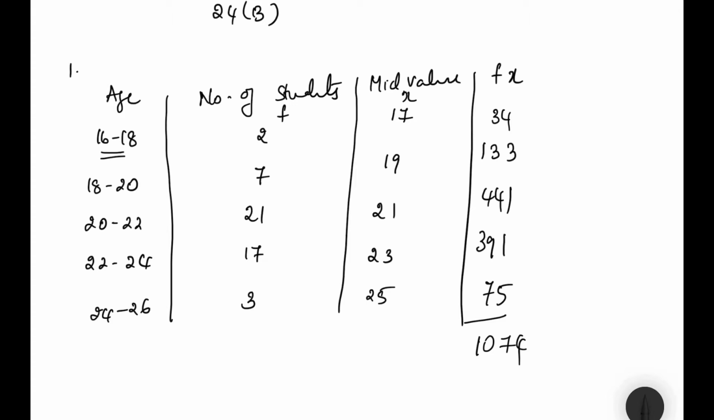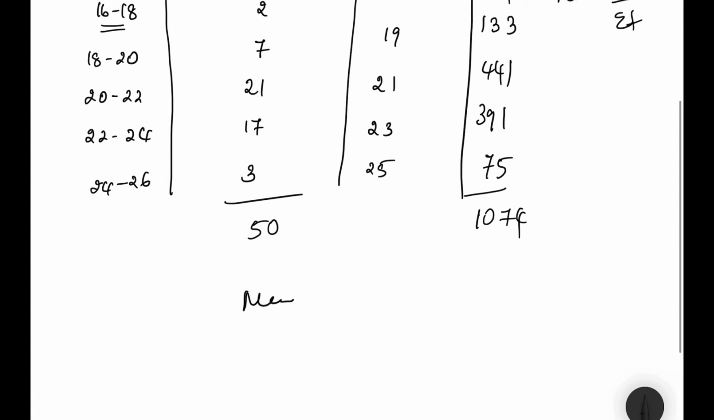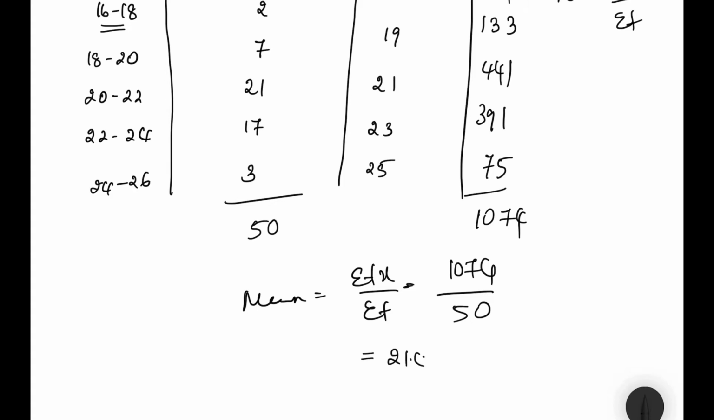Similarly, we need to add the frequencies, because you know mean is equal to sigma fx by sigma f. We have fx, we need to find sigma f. 2 plus 7 plus 21 plus 17 plus 3 will give you 50. So mean is equal to sigma fx by sigma f, that is 1074 by 50. 1074 divided by 50 will give you 21.48. That will be the mean value.